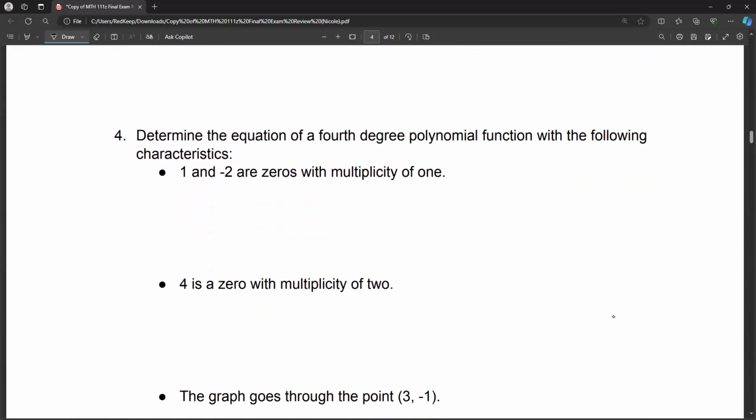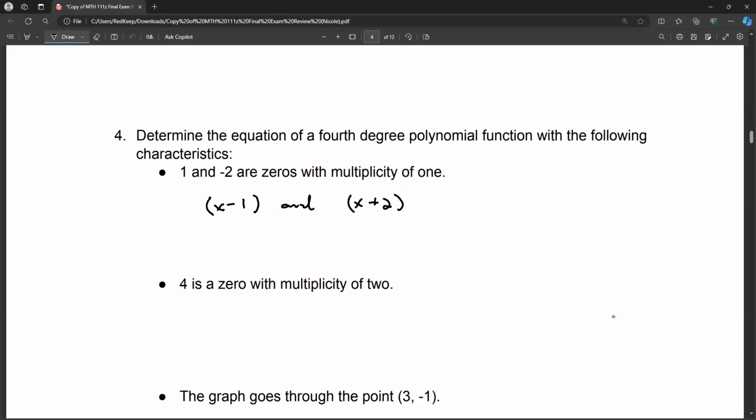Moving on to question 4, they're asking us to determine the equation of a 4th degree polynomial function with the following characteristics. Right away, they give us that 1 and -2 are zeros with multiplicity of 1. So let's see, that implies that x minus 1 is a factor and x plus 2 is a factor.